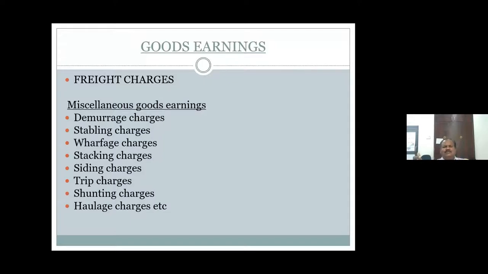Then we have the trip charges. This is for utilizing the railway engine for placing the rakes inside the siding. Wherever there is no through distance, here also, for utilizing the railway engine, these charges are collected on an hourly basis. The next is shunting charges. So these are all the charges collected.